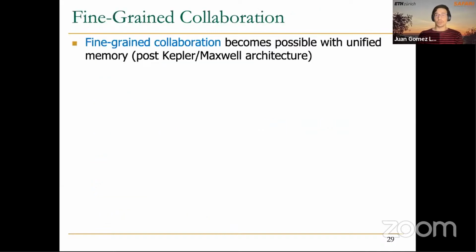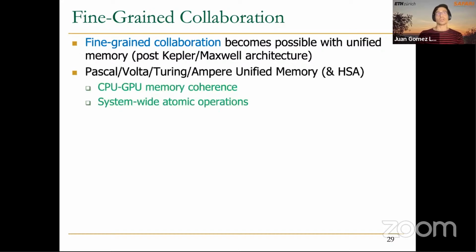It's going to be much easier if we take advantage of the fine-grained collaboration that becomes possible with unified memory after the Kepler and Maxwell architectures, in particular since the Pascal architecture in NVIDIA and also in the HSA architecture. And why is that? Because this unified memory space already allows the GPU to launch page faults, and this can be used to implement memory coherence between CPU and GPU memory and what we call the system-wide atomics.